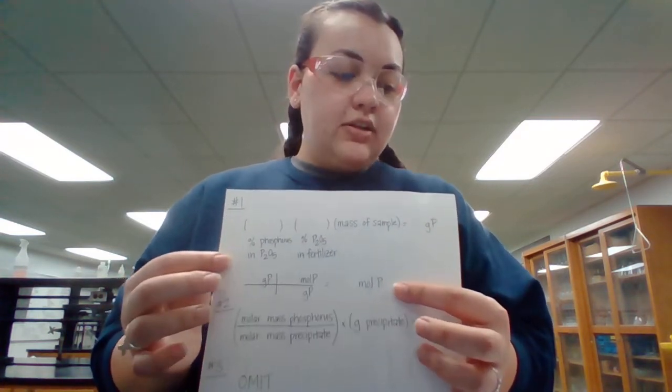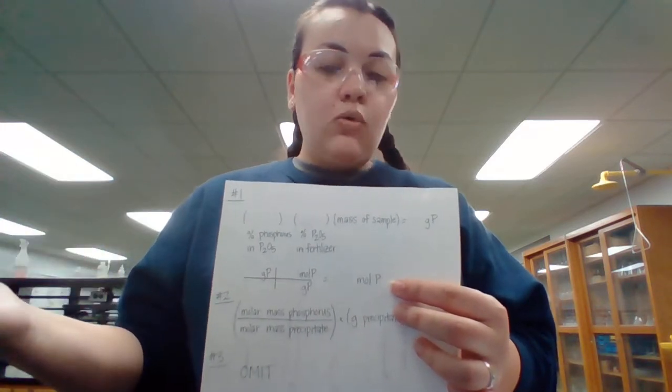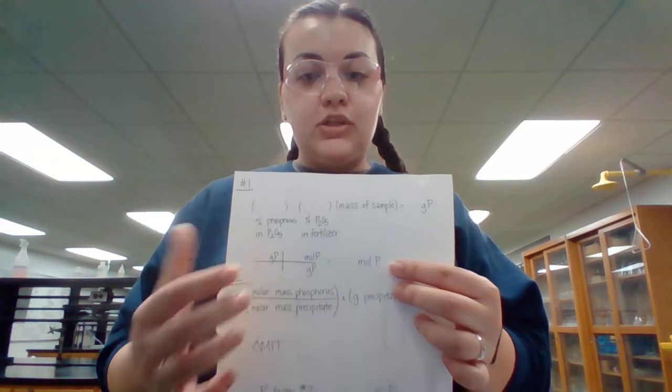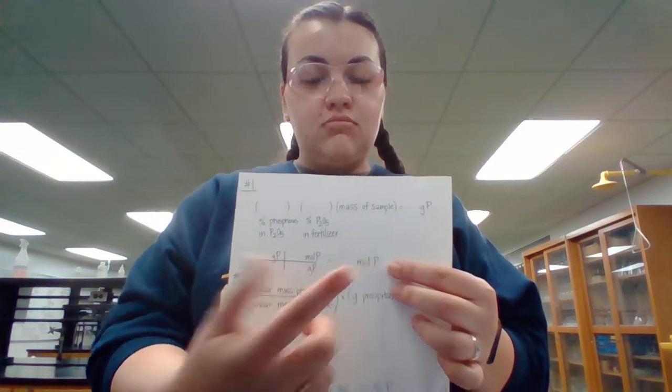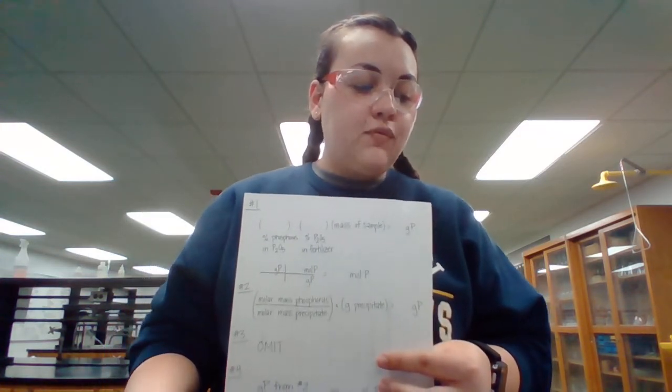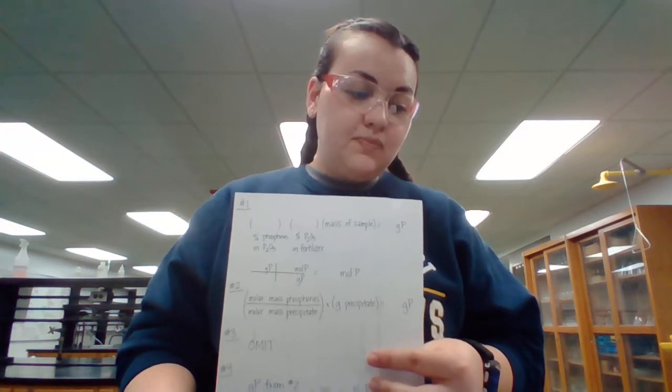And then the next part of that question tells you to get the moles. Well, that's super simple. You're just going to convert your grams of phosphorus to moles of phosphorus, and then that will be your answer. Okay. Number 2 tells you to calculate the mass of phosphorus in your product.